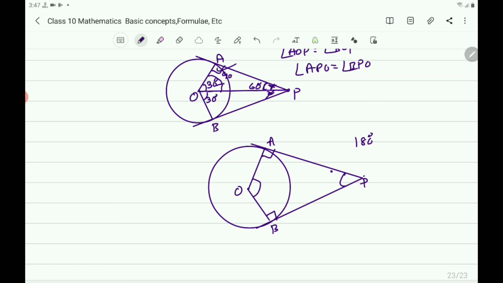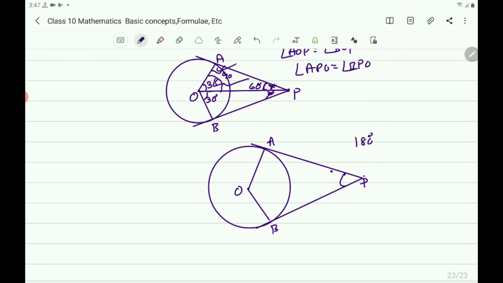And here it is APBO. This APBO is a quadrilateral. In a quadrilateral, the sum of all four angles is equal to 360 degree. Therefore, here if this angle is given, to find this angle, what do you have to do? Subtract that angle from 180 degree. If this angle is given, to find this angle also, you have to subtract the given angle from 180 degree. So here you are subtracting from 90 degree. Here you subtract from 180 degree.